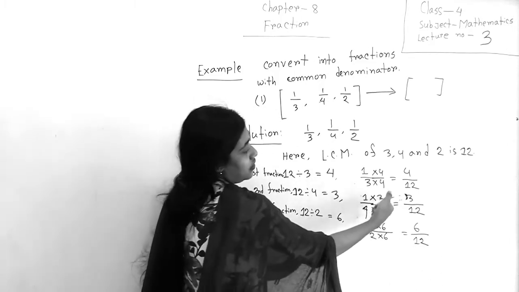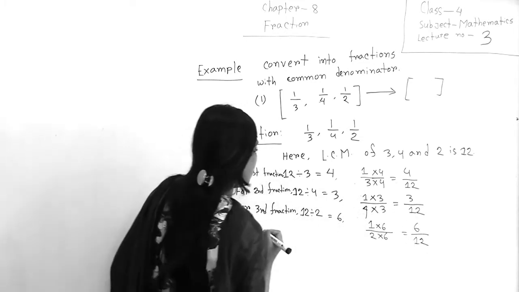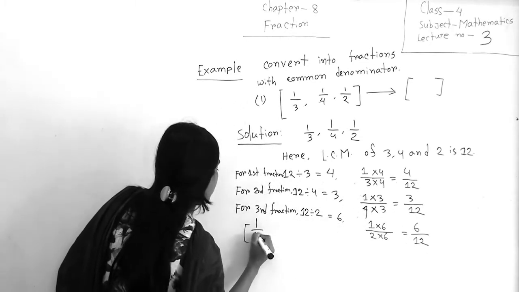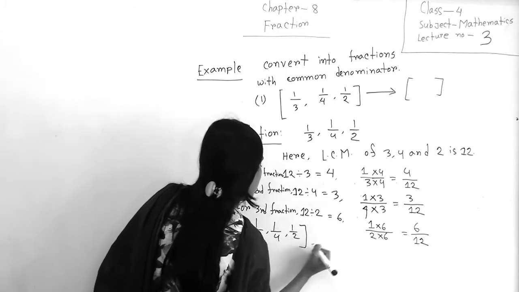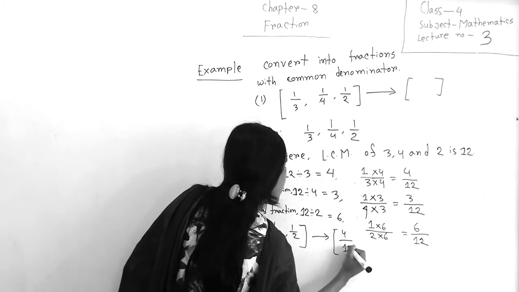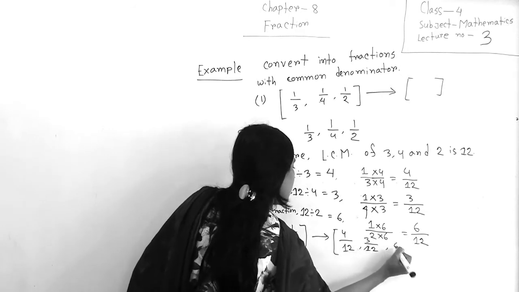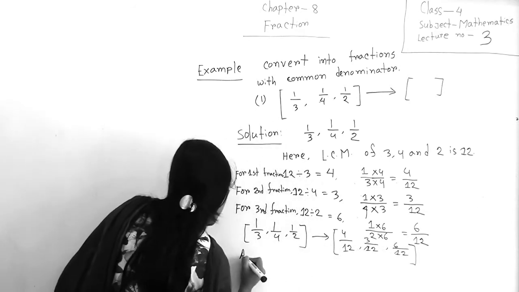Here all denominators are common, so the result is 4 divided by 12, 3 divided by 12, 6 divided by 12, and answer.